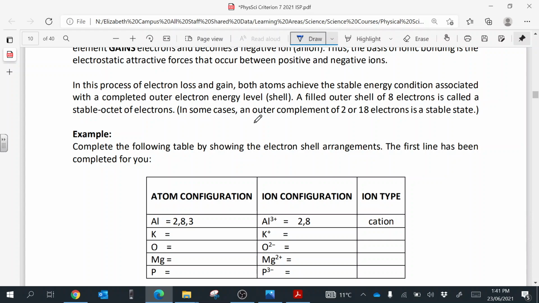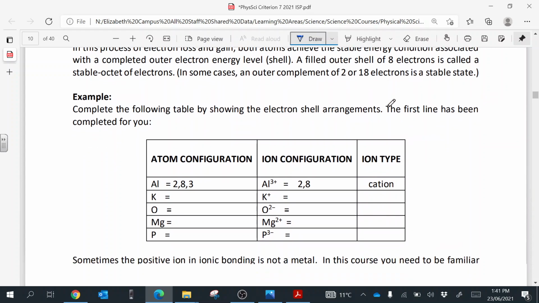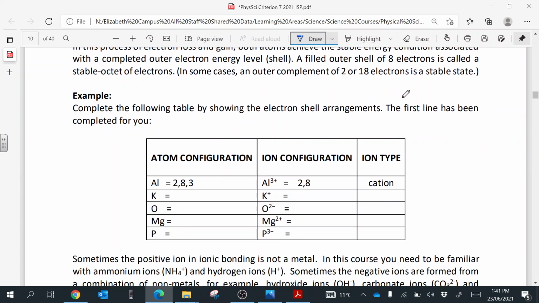Okay, so in this process of electron loss and gain, both atoms achieve the stable energy condition associated with a completed outer electron shell, energy level shell. Okay, good. So a filled outer shell of 8 electrons is called a stable octet of electrons. In some cases, an outer complement of 2 or 18 electrons is a stable state as well. But we'll just focus on 8 mainly.